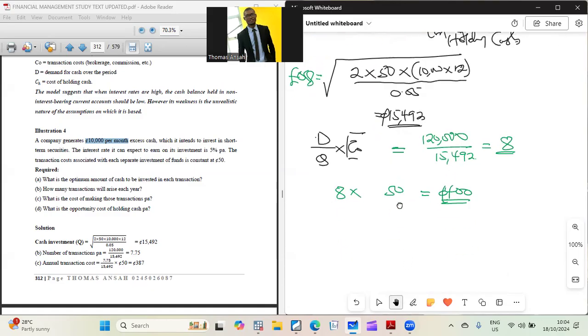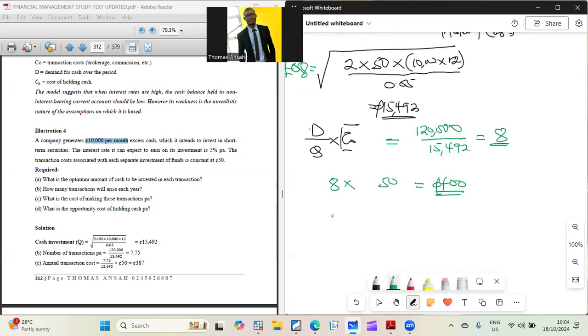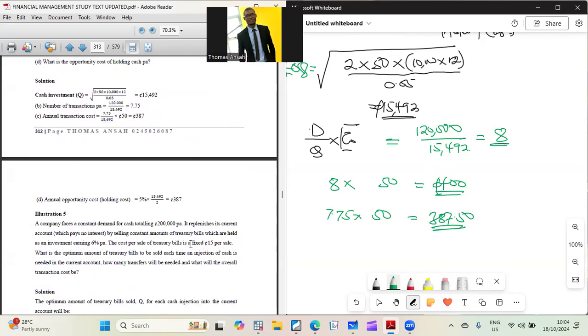If you use the 7.75, it's going to be 7.75 multiplied by 50 and that will give you something around 387.5. So basically that is that. I rounded this. So please ignore this division. All right. So basically that is it.